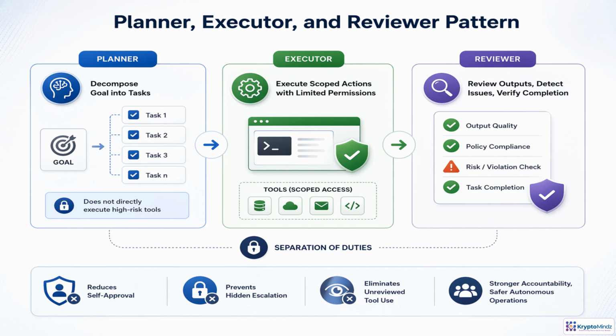One practical pattern is to separate thinking, doing, and checking. The planner turns a user goal into specific tasks, but it does not get direct access to powerful tools. The executor receives validated instructions and operates with narrow permissions. Then a reviewer independently inspects the result for quality issues, policy violations, and incomplete work. This prevents an agent from approving its own actions or quietly expanding its authority. With validation, policy checks, audit logs, and approval gates between stages, autonomy becomes much more accountable.